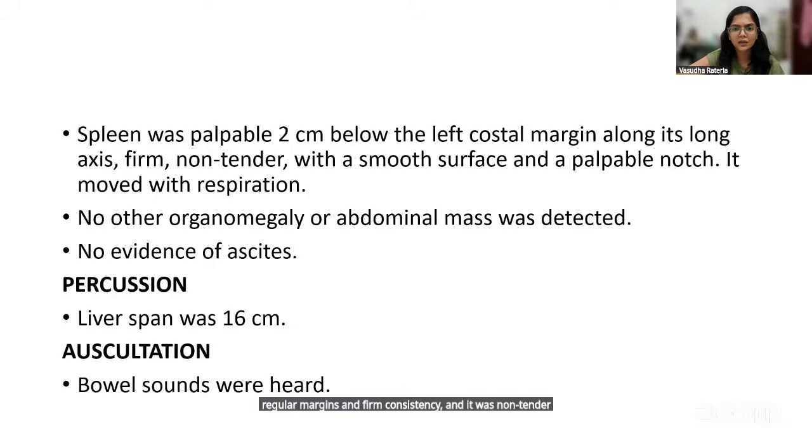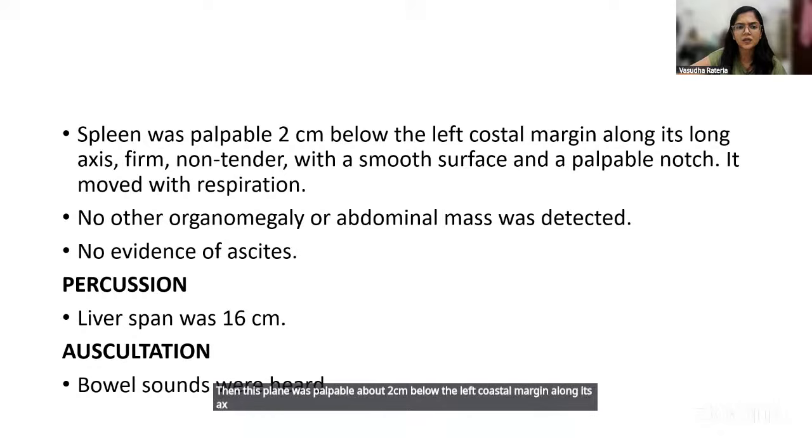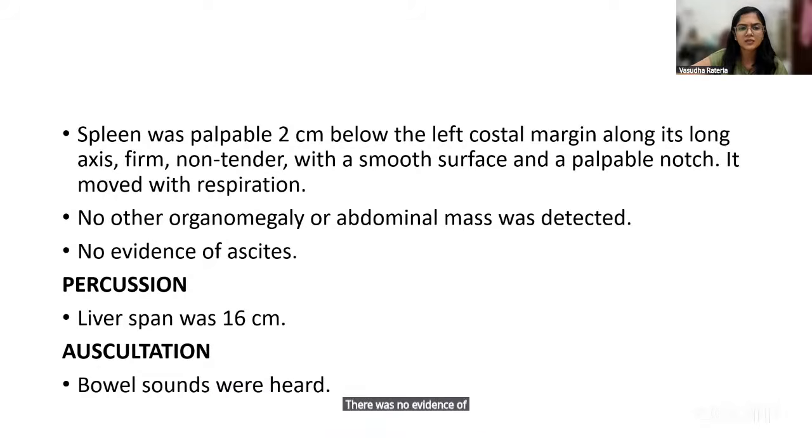Then the spleen was palpable about 2 centimeter below the left costal margin along its axis. It was also firm and non-tender with a smooth surface and a palpable notch, and it was moving with respiration. There was no other organomegaly or abdominal mass palpable. There was no evidence of ascites. Liver span on percussion was 16 centimeter and bowel sounds were heard.